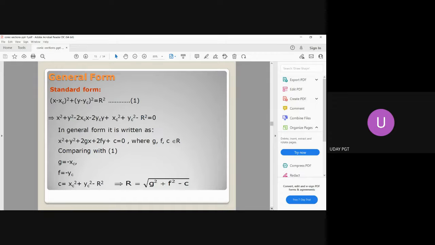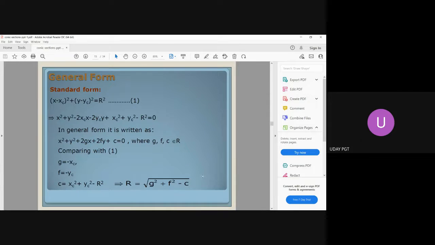When you write it in the general form, the equation of the circle is x square plus y square plus 2gx plus 2fy plus c equal to 0, where g, f, c are real numbers. When you compare, the radius is the square root of g square plus f square minus c, and the center will be minus g comma minus f.